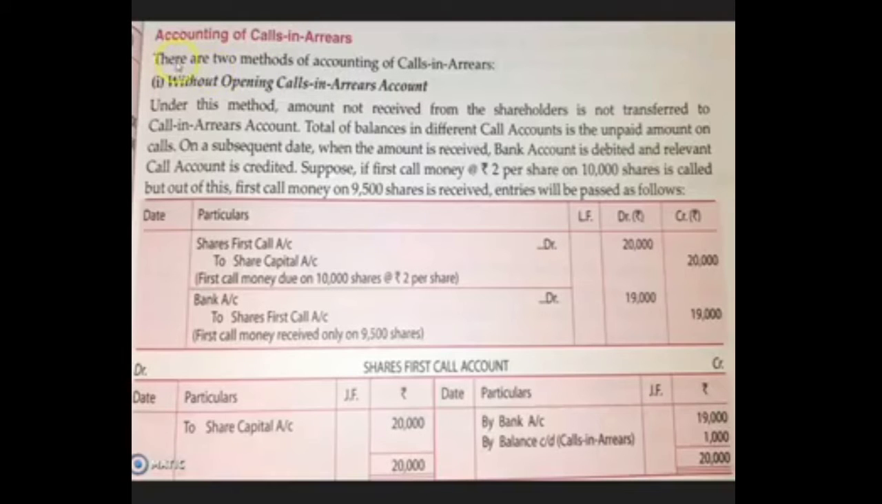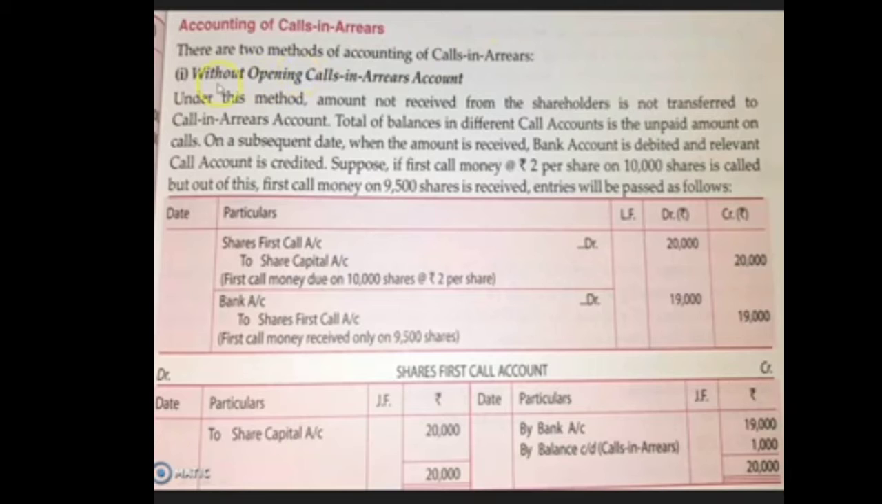Now you can see here there are two methods of accounting of calls in arrears. I hope you understood the term calls in arrears. So you can show it without opening the calls in arrears account. We can go with an example: first call money of ₹2 per share on 10,000 shares is called, but out of this, first call money on 9,500 shares is received.